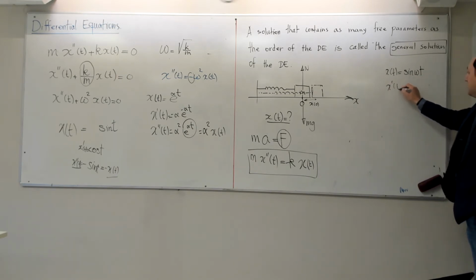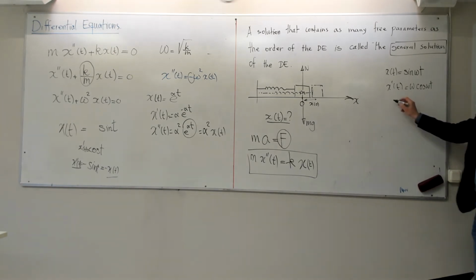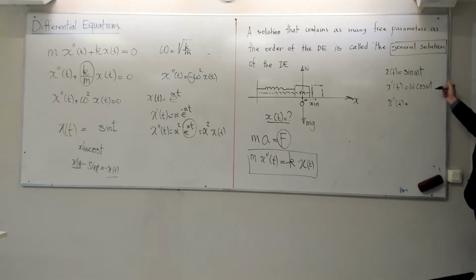So x prime of t is what? According to the chain rule, this becomes cosine omega t, but you have to multiply by the derivative, which becomes omega. Yes or no? And then I take another derivative. What is the derivative of cosine? It is negative sine, but I need to multiply by the derivative of this according to the chain rule, so it becomes negative omega squared sine omega t.